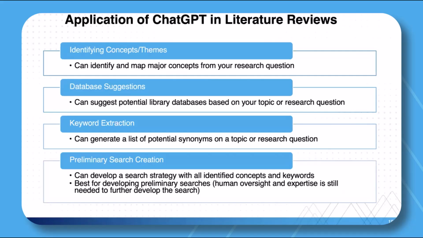ChatGPT can be helpful when prompted to provide search strategies to find the literature. It can also be helpful with identifying concepts and themes. It can suggest literature databases. It can also generate a list of synonyms and keywords to search with, and ultimately develop a search strategy with all identified concepts and keywords using Boolean operators.